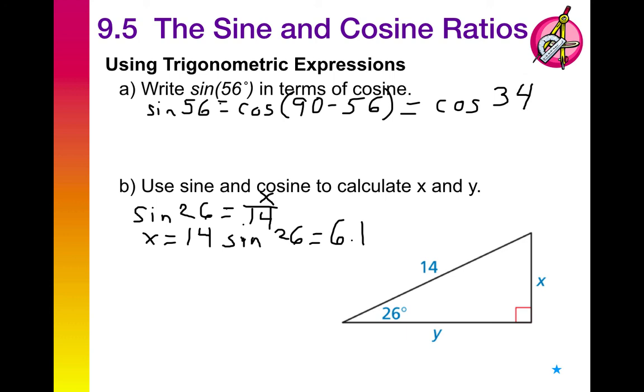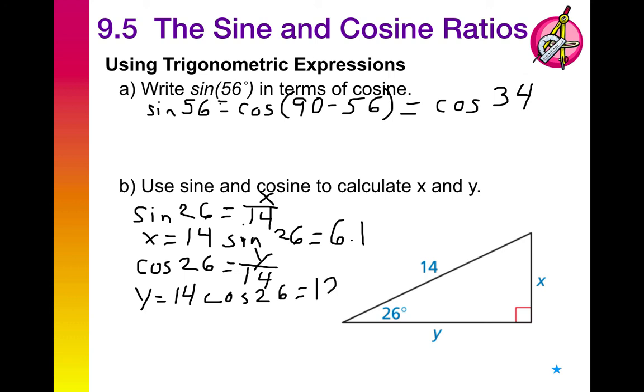Let's figure out what y is. Well, y is the adjacent to 26. So we're going to use the cosine. If I say the cosine of 26, that's going to equal the adjacent, which is y, divided by the hypotenuse, which is 14. So then I multiply this out, I get y equals 14 times the cosine of 26, and that is going to be approximately, on your calculator, 12.6.